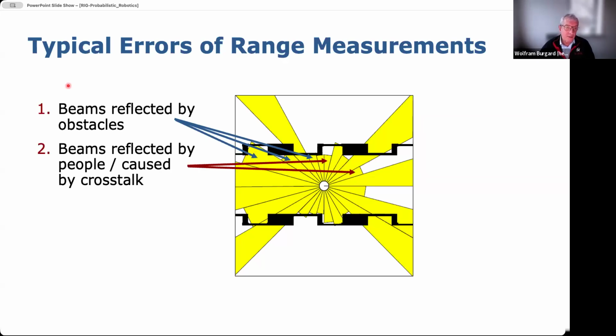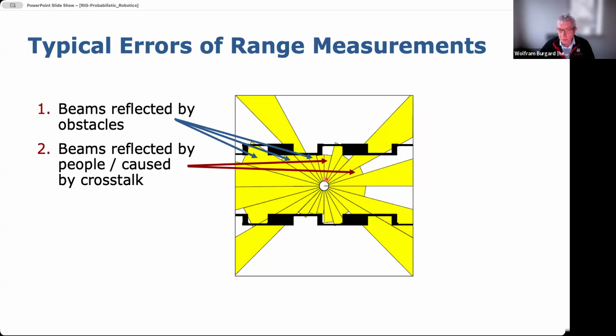But there are also others, right? So there are beams reflected by people. This here is basically two students standing in the hallway at the very same time, who are not contained in the map, and are producing shorter measurements than expected. And then there's also another one, this one over here, which is an interesting case.